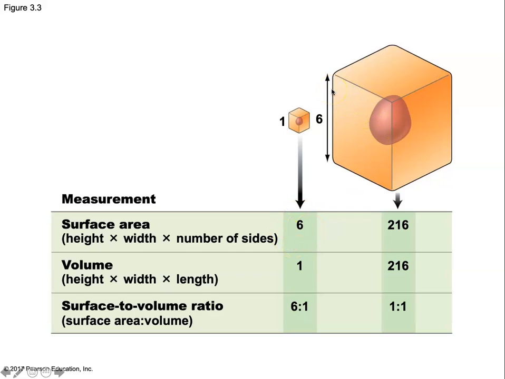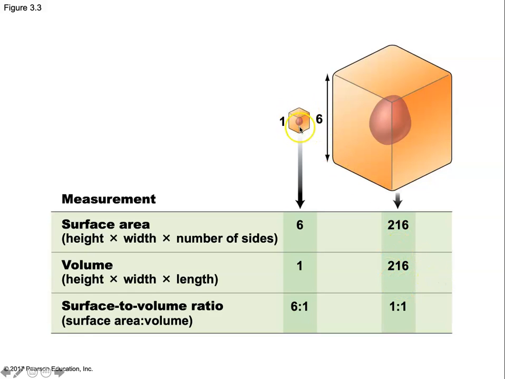This other cell over here is going to be 6 cubic centimeters. So 6 centimeters in length, 6 centimeters in width, and 6 centimeters in height. So 6, 6, and 6 multiplied by 6 sides. And so we are going to see that the surface area is going to be 216 centimeters squared. Now the volume, on the other hand, of this first one is going to be 1. The height times the length times the width, 1. In this case, the height times the length times the width is also going to be 216.